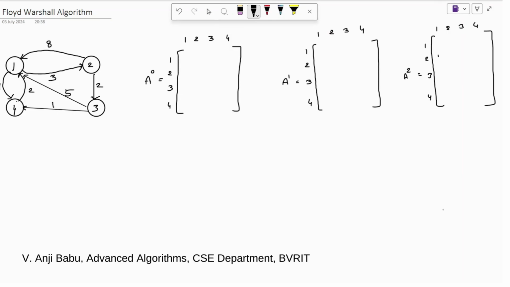In this video, I am going to explain the Floyd-Warshall algorithm. This algorithm is used to find the shortest path between all pairs of vertices in a directed as well as undirected graph. The Floyd-Warshall algorithm uses a dynamic programming approach to solve the problem. Dynamic programming is a technique where a complex problem can be solved by dividing it into a number of subproblems.